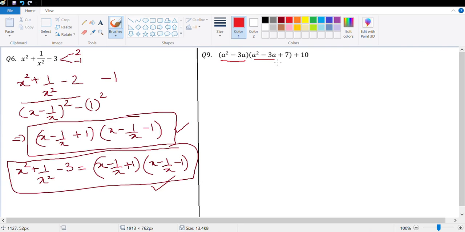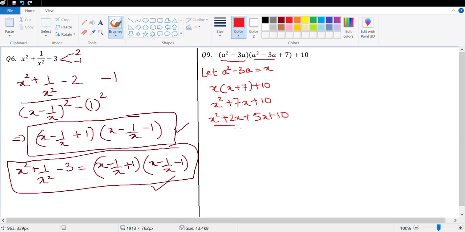I notice a square minus 3a is common in both these brackets. So let a square minus 3a is equal to x. So we are introducing a variable on our own. So this is x times x plus 7 plus 10. Let's multiply. So this is x square plus 7x plus 10. So I need to find factors of 10, the sum of which should be 7. That's simple, 2 and 5. So x square plus 2x plus 5x plus 10. Grouping it the way I have underlined, we get x times x plus 2 plus 5 times x plus 2, which means x plus 2 times x plus 5.